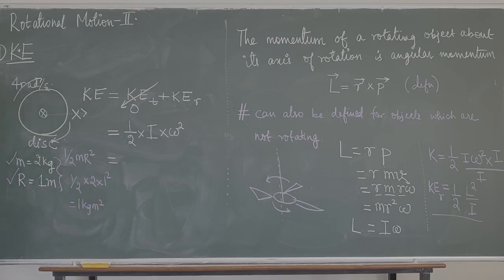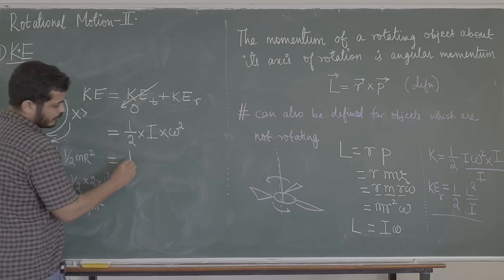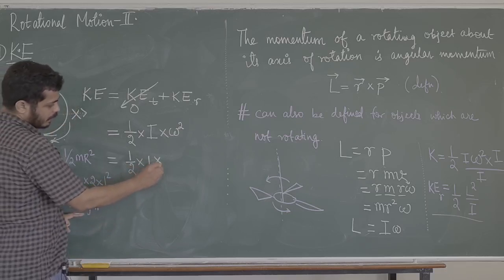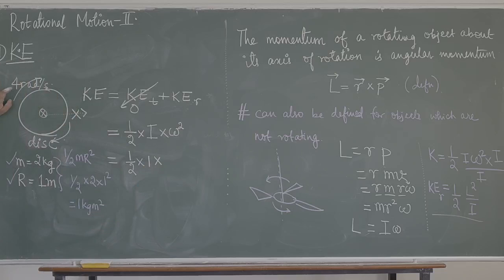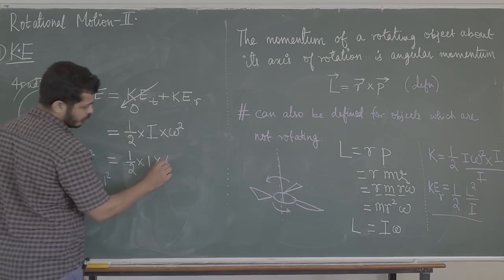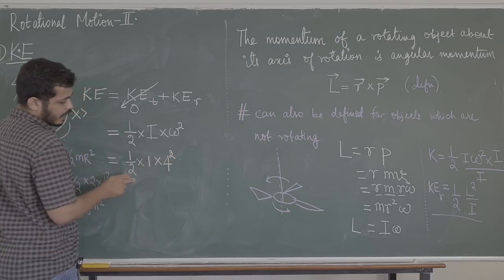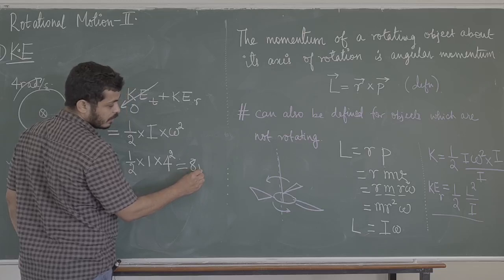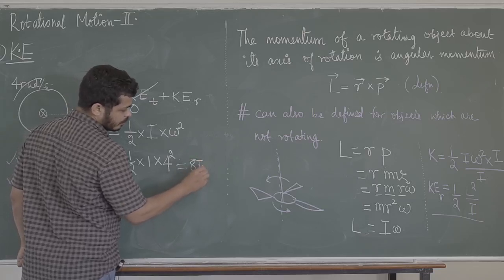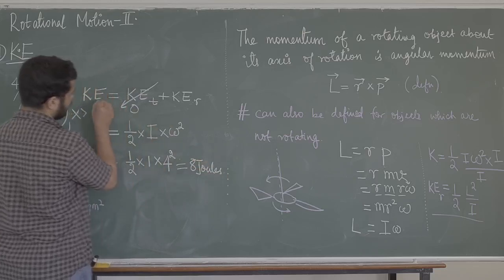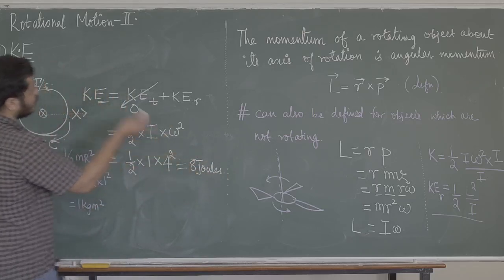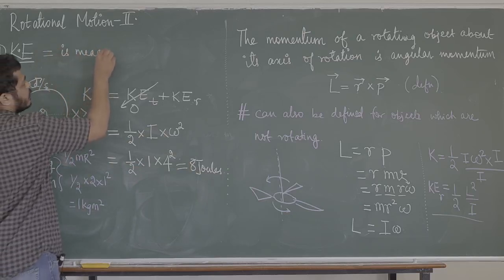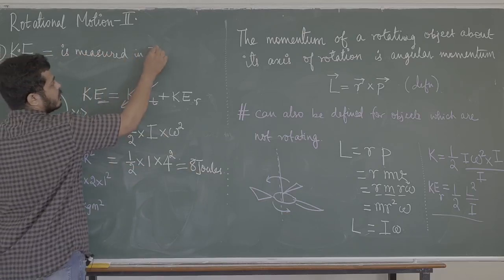No need of the units, it's SI units. So you can just write half multiplied by moment of inertia, which is 1, multiplied by omega square. Omega is equal to 4 over here, so you just put 4 squared. So how much is that? Half into 16, which is equal to 8. What is the unit? The unit will be joules, because this is energy. Even kinetic energy of rotation is measured in joules.